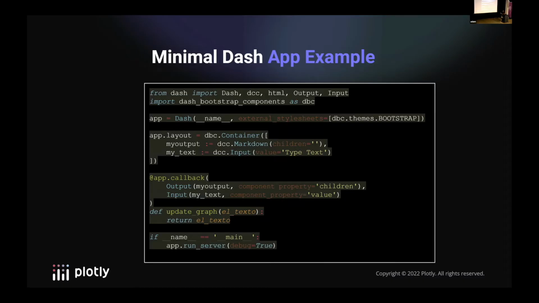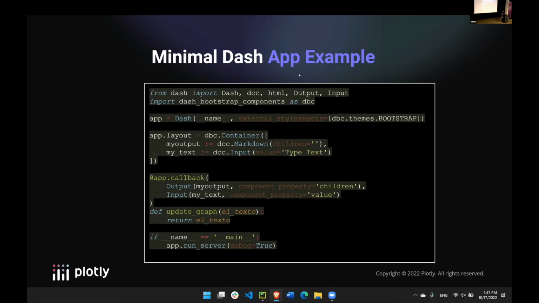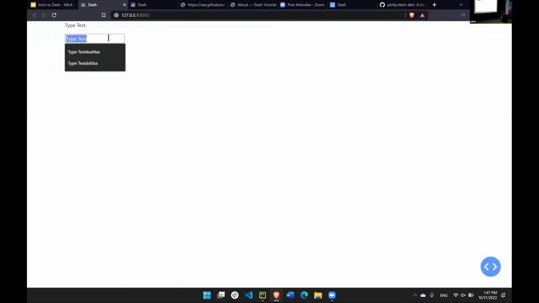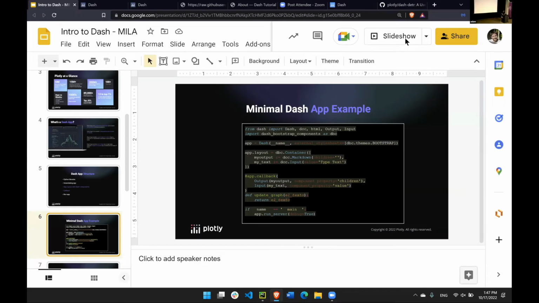So let's look at an example here for the white pillars. This is a basic, very minimal Dash app that actually is this. Just an input field with some text that is then shown on the browser as the title of the app or whatever you want to put in here.